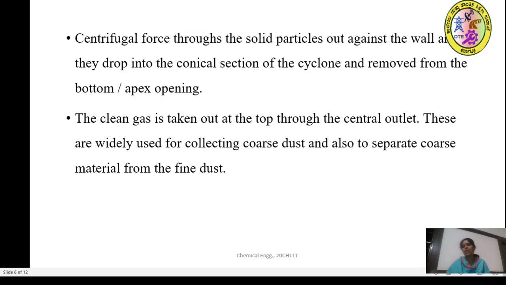Where are these used? These are basically used in pharmaceuticals and in any process industries in order to separate the particles according to their size, especially in the food industries. They're being used in order to collect the coarse particles, and also to separate the coarse dust particles from the fine dust particles.